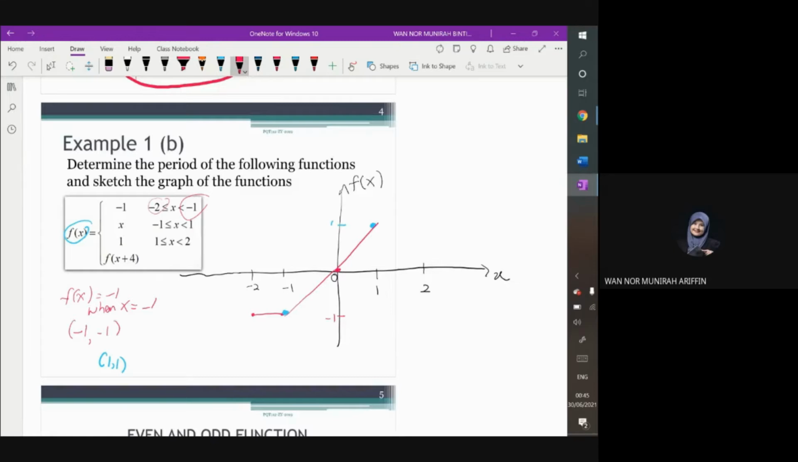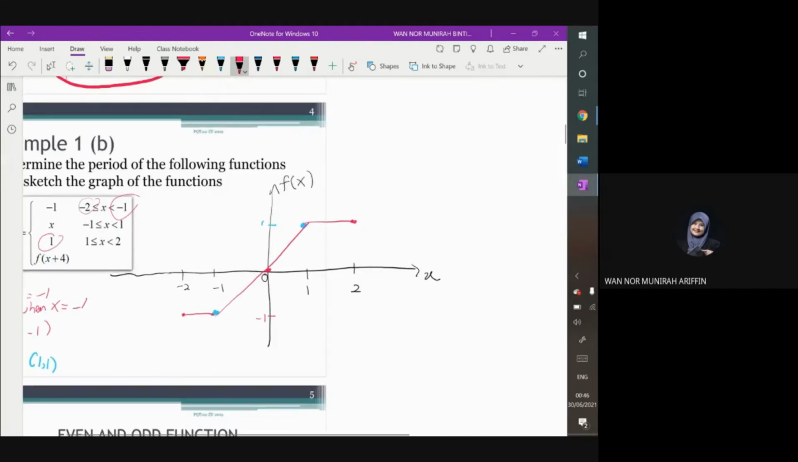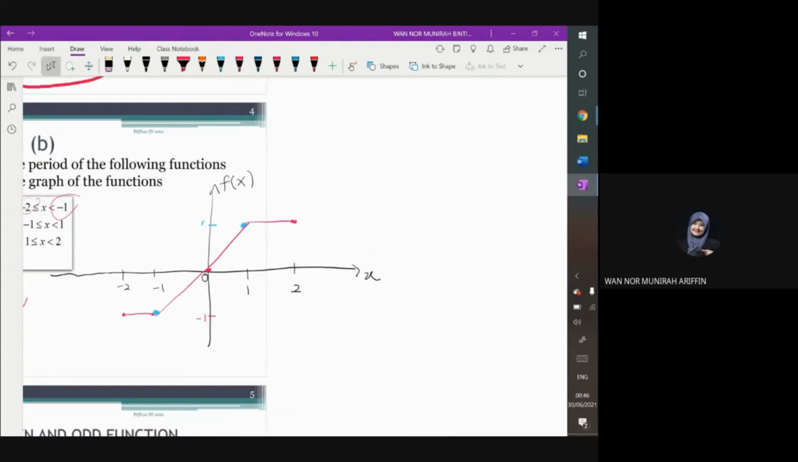You have f(x) equals 1, f(x) equals 1. So you have this kind of graph. This is the single function. If you want to extend this function, it means that over a period of 4, you will get the same shape of the graph, the same waveform.